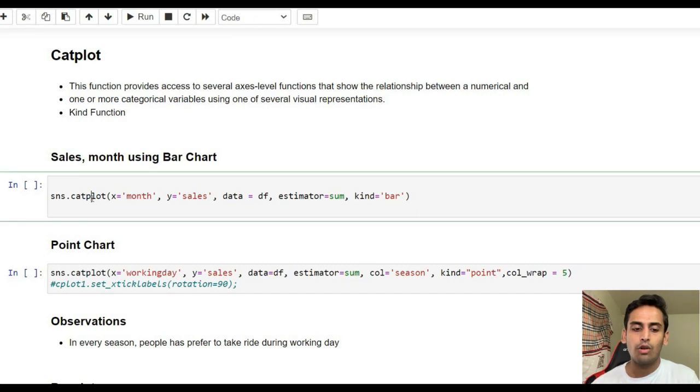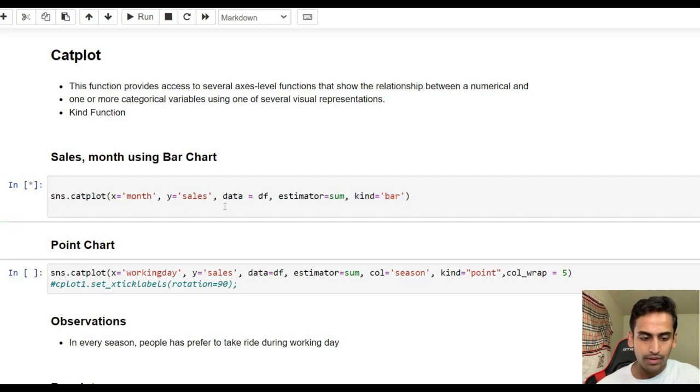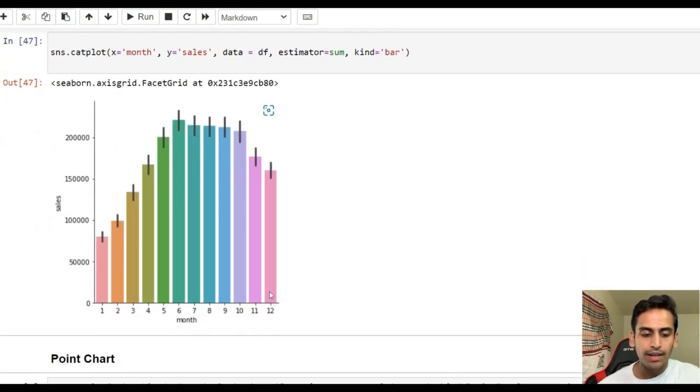So for example, let's say I want to create a bar plot. So instead of using the bar plot function, I can use one function, cat plot, and then inside I'm passing kind equal to bar. So kind equal to bar basically tells it to plot a bar plot. So it will tell me that for every month what is my total volume of sales.